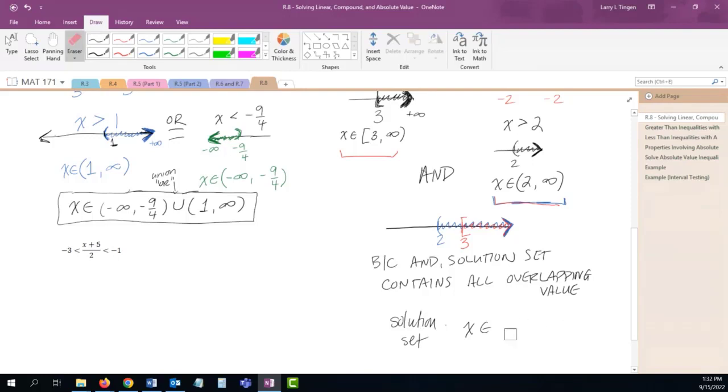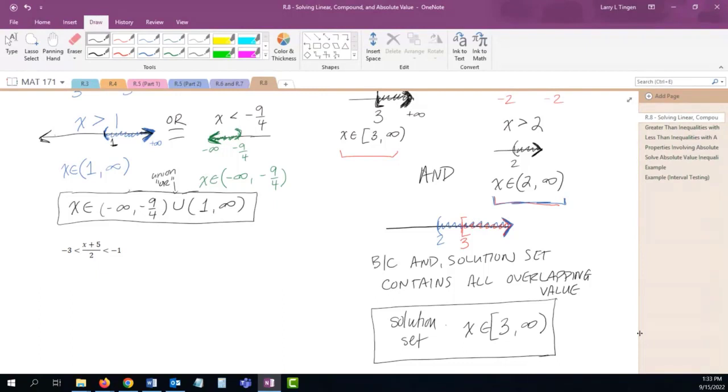3 or greater. The 3 is included. The infinity is not. Yes, exactly right. Yep. Bracket because the 3 is in there. The 3 is contained in both portions of the compound inequality.